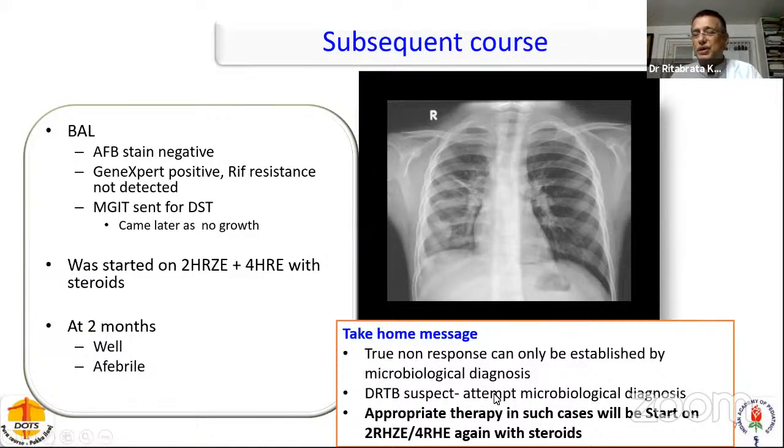So true non-response can only be established by microbiological diagnosis. In suspected drug-resistant TB, an attempt at microbiological diagnosis should always be made, and appropriate therapy in such cases was 2 HRZE, again with steroids. So once the steroids were given, the child showed very good improvement.